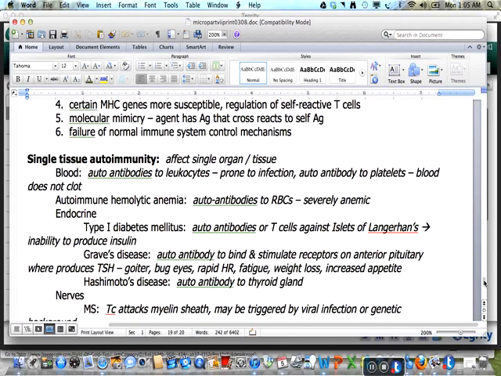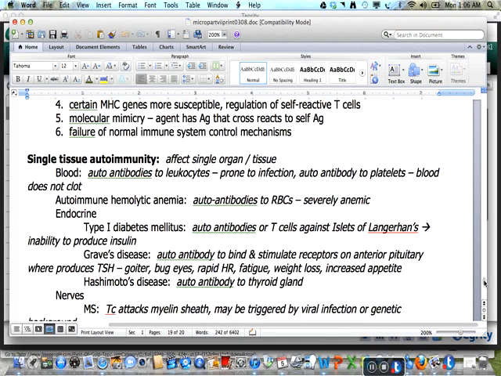In type 1 diabetes mellitus, the body produces autoantibodies or T cells against the islets of Langerhans, leading to the inability to produce insulin. With Graves' disease, there is autoantibody that binds and stimulates the receptors on the anterior pituitary, where it produces TSH. This leads to signs of hyperthyroid such as goiter, bug eyes, rapid heart rate, fatigue, weight loss, and increased appetite. Hashimoto's disease is the result of autoantibody to the thyroid gland.